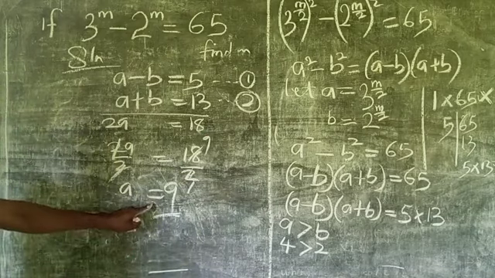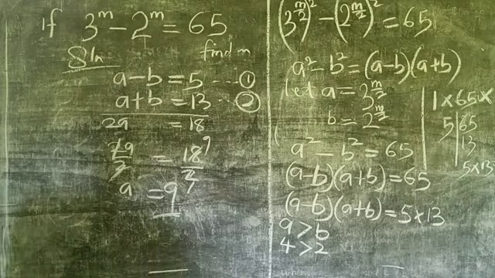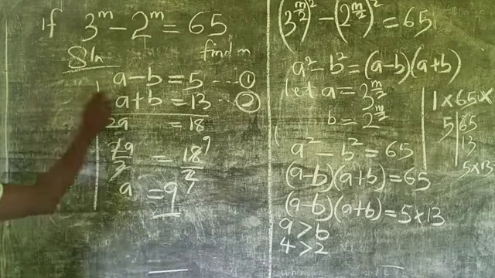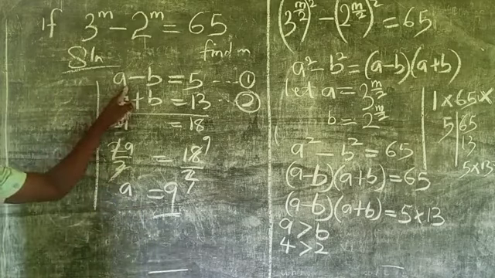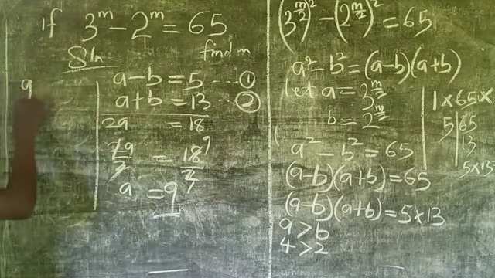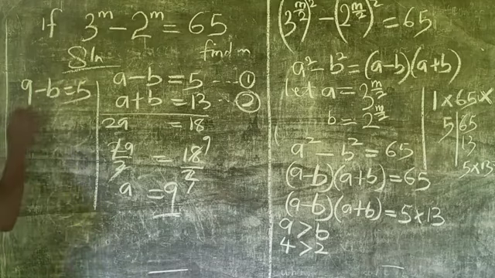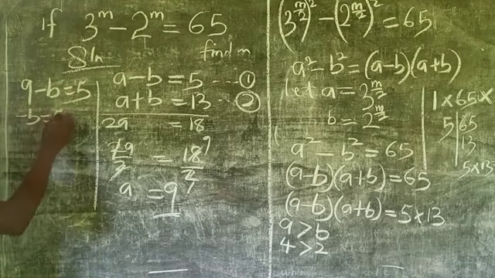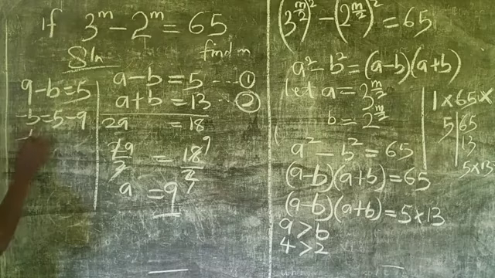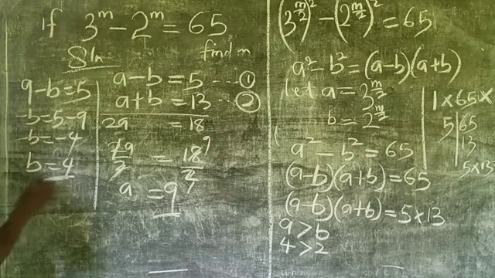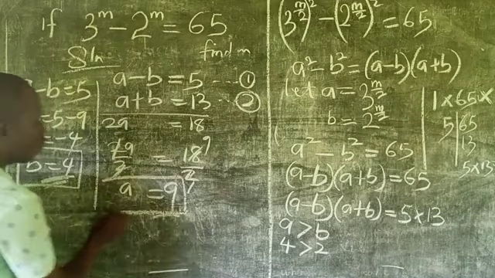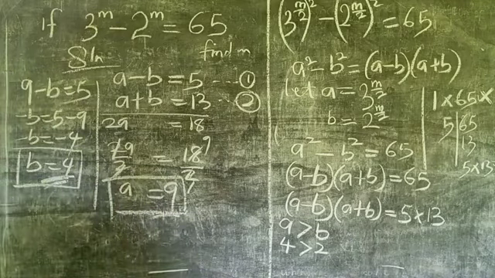So we're going to put A equal to 9 in equation 1. If we put A equal to 9 in equation 1, we have 9 minus B equal to 5. So minus B will be equal to 5 minus 9. Minus B will be equal to minus 4. Eventually B will be equal to 4. You see, we have got B equals 4, and A equals 9.